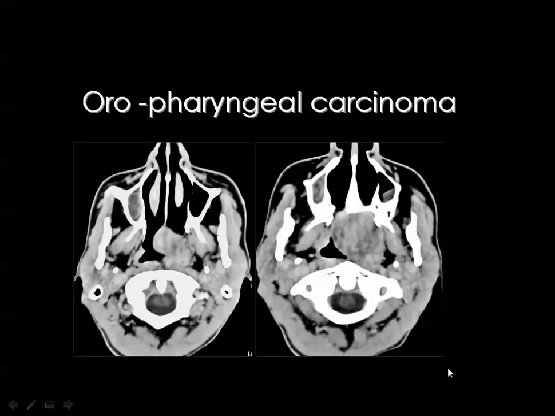This is also an oropharyngeal cancer, and it is related to the medial aspect of the parapharyngeal fat on the left side. The tumor is encroaching on the pharyngeal air column. It is also extending superiorly into the nasopharynx, and this is a common feature of oropharyngeal carcinoma. It can extend upward, and also the nasopharyngeal carcinoma can extend downward.